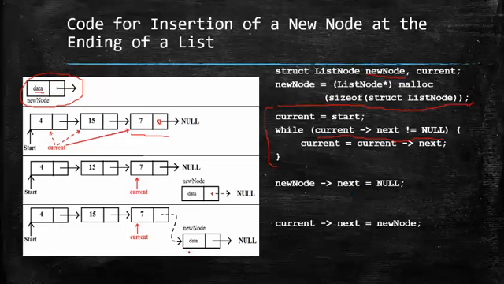And the next step is, once you have made this next of new node to point to null, the second step is that we have to take the next of current node, as you can see here, and make it point to new node. So next of current, make it point to new node. So this whole code gives us a way to traverse from the first node till the last node of the list, and once we reach the last node of the list, insert our new node at the end of the list.